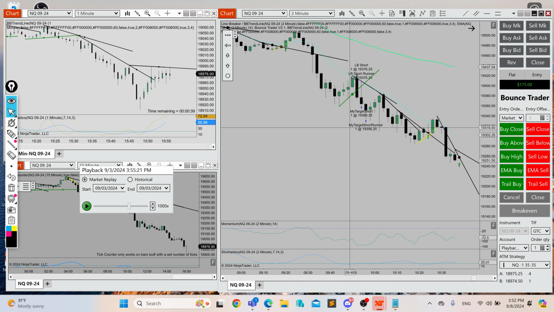Like if it moved here, but remember the bar has to close. So it has to be 39 ticks in profit and the bar has to close. That's when it moves to the break-even point. But you could check it out yourself.